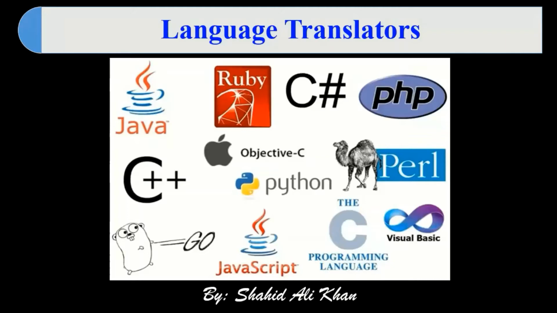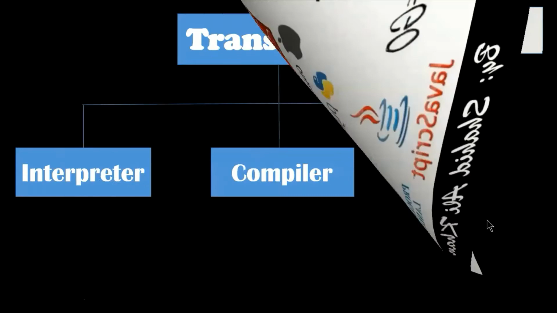to the language translators. Today we will learn about the different operations related to the language translators. As we can see, we have different programming languages that we use to write a program. Then how could we convert those programs into machine readable form? So we will understand in this video.